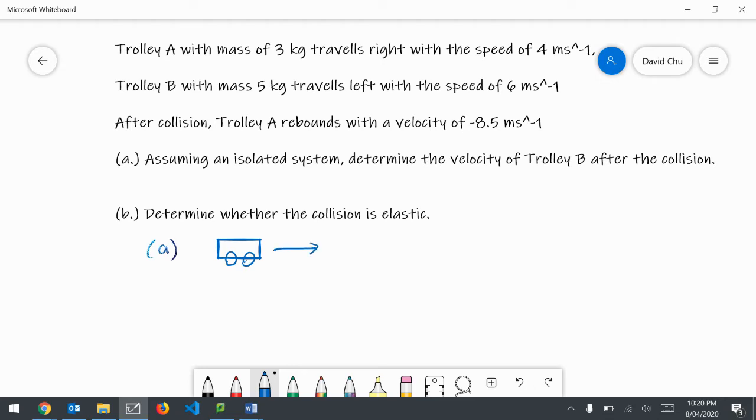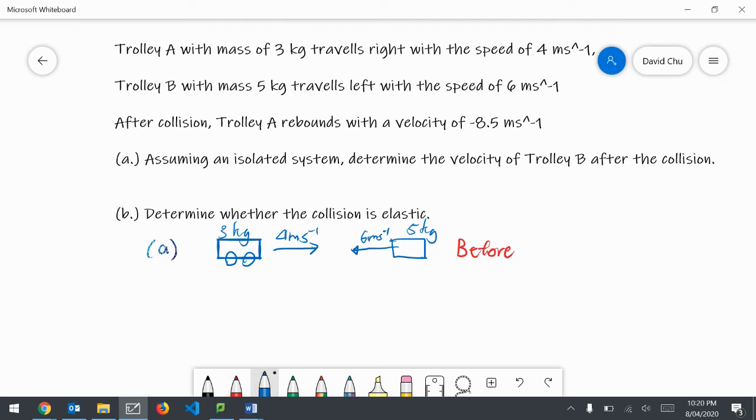One of them is going to the right with 4 meters per second, and the mass is 3 kilograms. And the other one is going in this direction here with 6 meters per second, and this one here is 5 kilograms. Okay, and this is before.